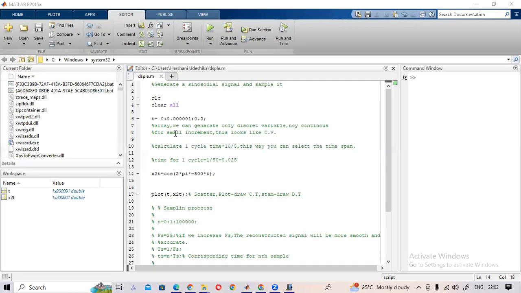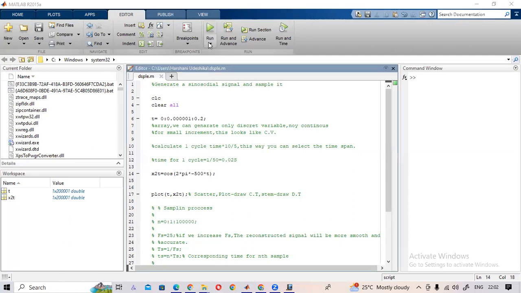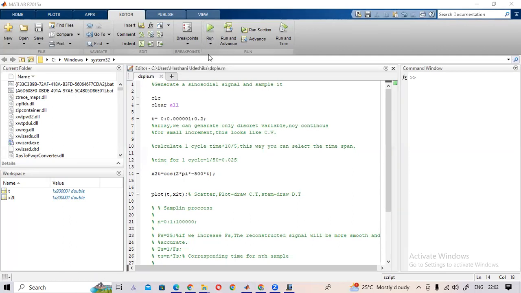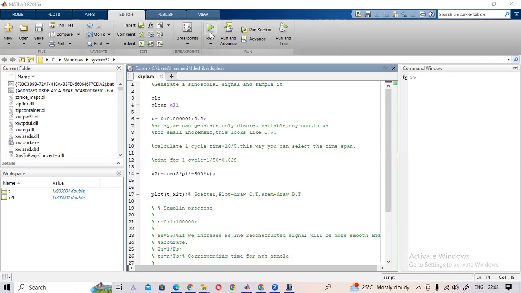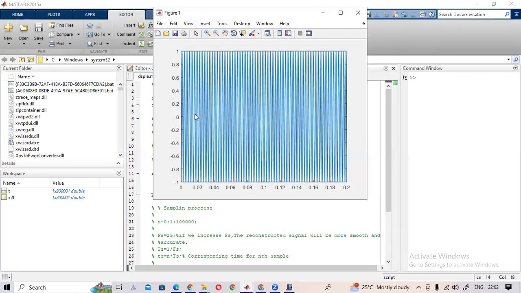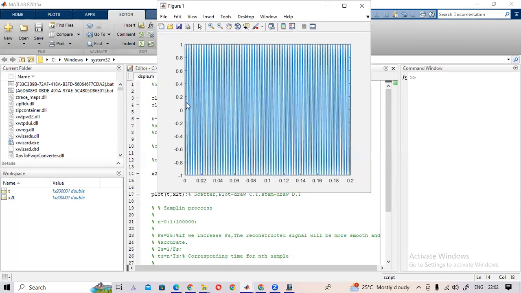So if I reduce the values, otherwise MATLAB couldn't. So you can see that we can get the signal, but the frequency is very high. That means the cycle time is very low. When the frequency is very high, the period is very low. Period means one cycle time. So you can see that there are many cycles within this time range from 0 to 0.2.